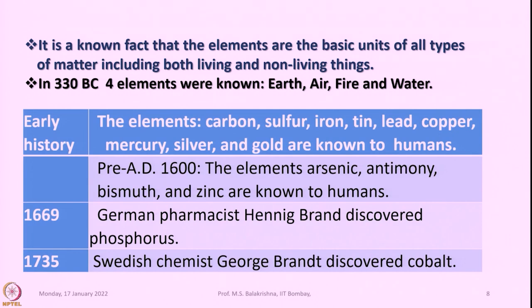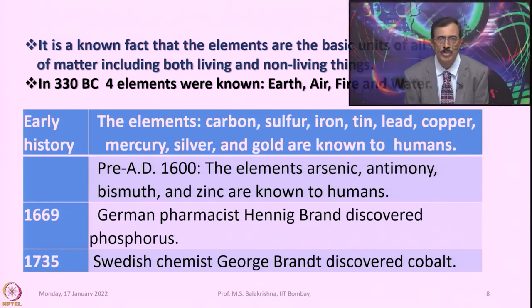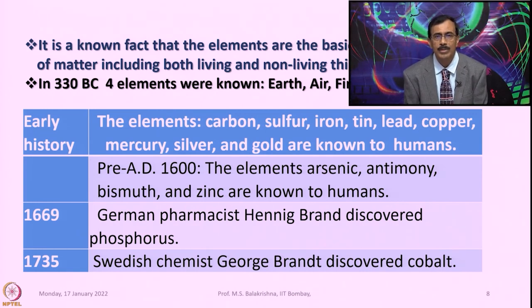And in early civilizations, when you go back 5,000 to 8,000 years, the elements such as carbon, sulfur, iron, tin, lead, copper, mercury, silver and gold were known to mankind. And about 1600 years ago, elements such as arsenic, antimony, bismuth and zinc were also known to humans.